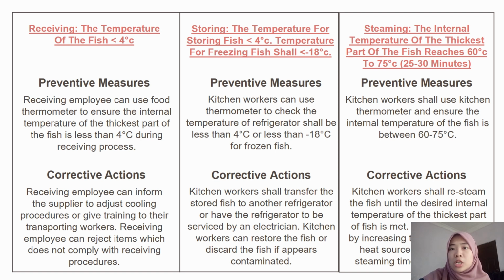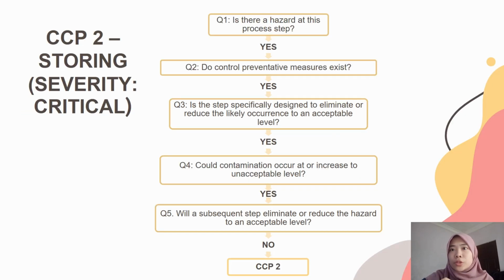4 degrees Celsius. The receiving employee can check the transportation log to see whether the transporting workers comply with the receiving procedures, and check the internal temperature of the thickest part of the fish is less than 4 degrees Celsius. If the temperature is not met, the receiving employee can reject the transported fish because there is possibility of biological hazards. The second critical control point of steamed mackerel fish is at the storing stage.